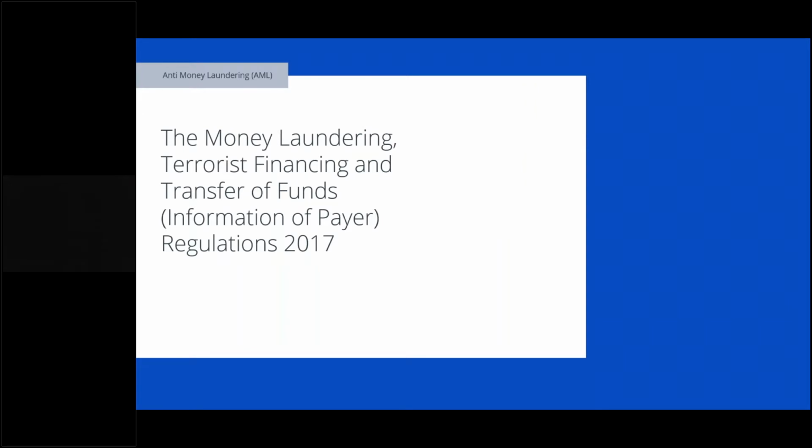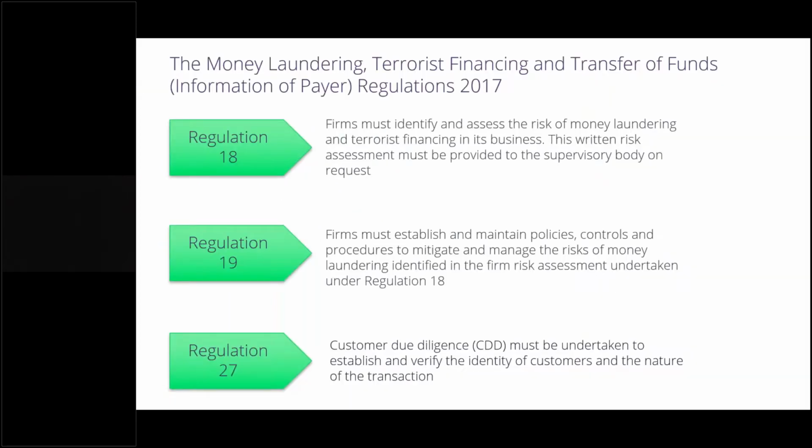The relevant regulations for money laundering are the Money Laundering, Terrorist Financing and Transfer of Funds (Information on the Payer) Regulations 2017. Below are the relevant sections from the regulations that we're going to cover in today's presentation. Firstly, Regulation 18: firms must identify and assess the risk of money laundering and terrorist financing in their business. Regulation 19: firms must establish policies, controls and procedures to mitigate the risks of money laundering which have been identified in the Regulation 18 risk assessment. And Regulation 27: customer due diligence must be undertaken to establish and verify the identity of customers and the nature of the transaction. We're going to discuss each of these in more detail later on.